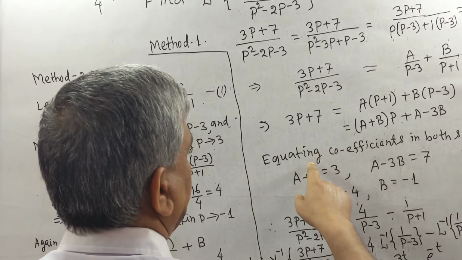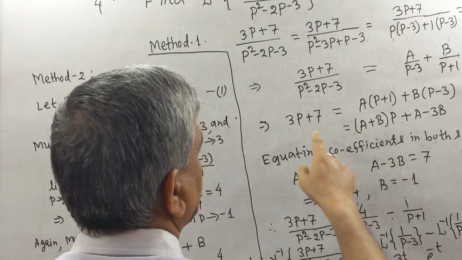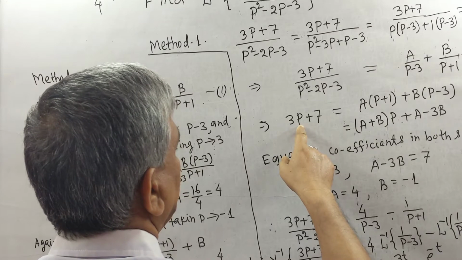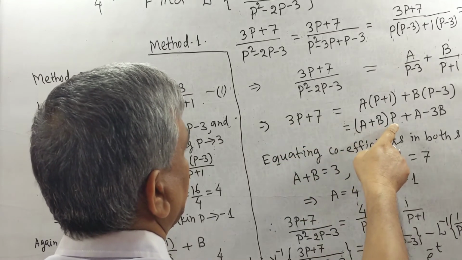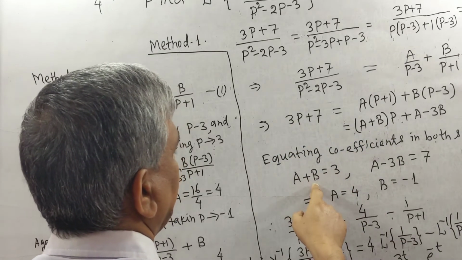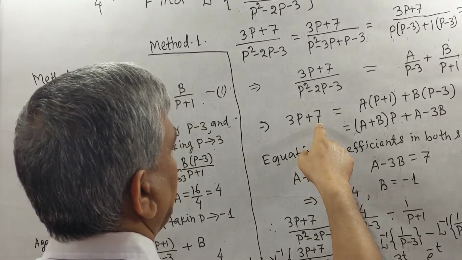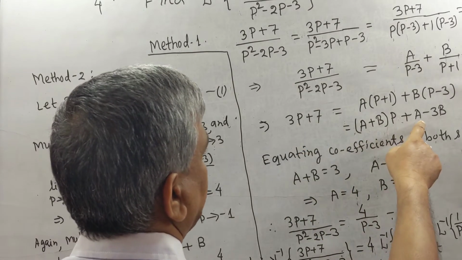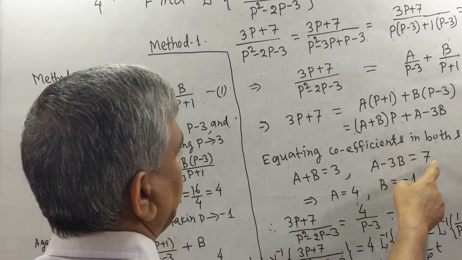We equate the coefficients on both sides. Here the coefficient of p is 3, and here the coefficient of p is a plus b. So a plus b equals 3. Here the constant term is 7, and here the constant term is a minus 3b. So a minus 3b equals 7.